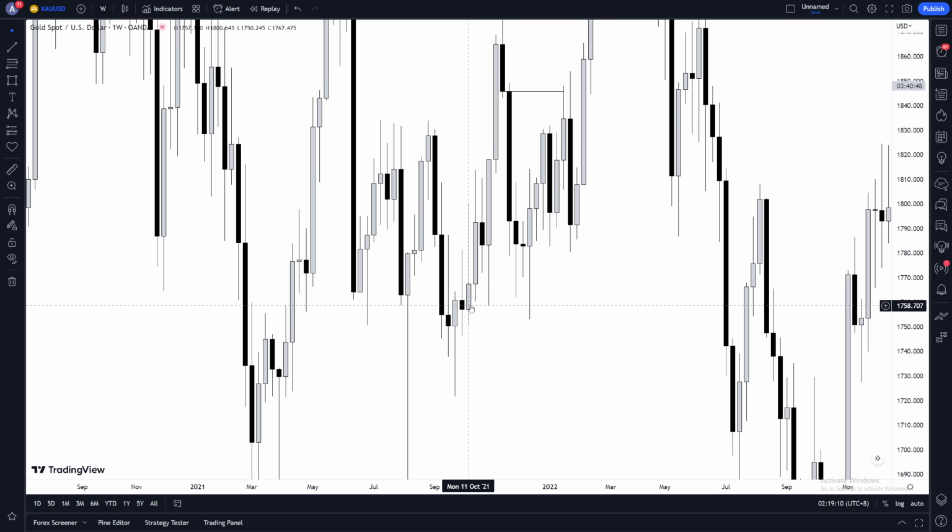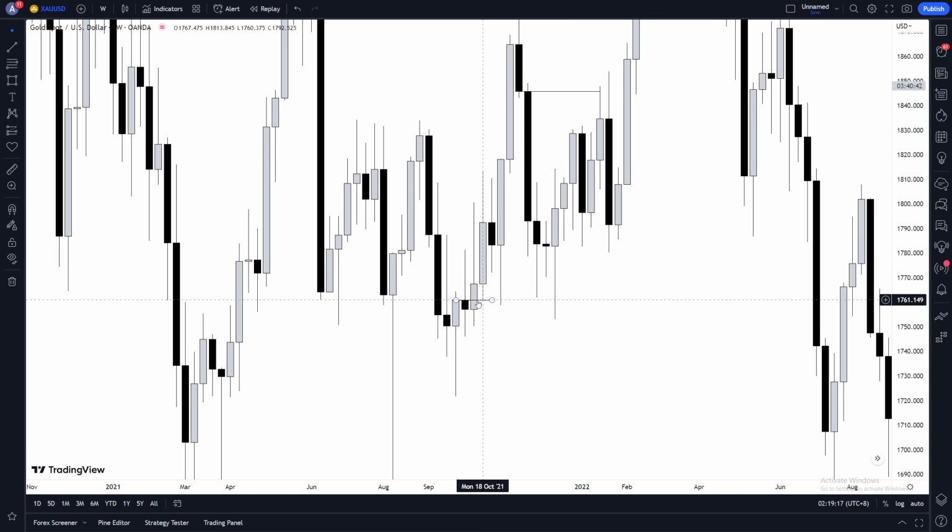Resistance gets broken. So what is this? Resistance becomes support. We draw a little line right here. See? Price comes back, touches that, flies off. What do we have here?